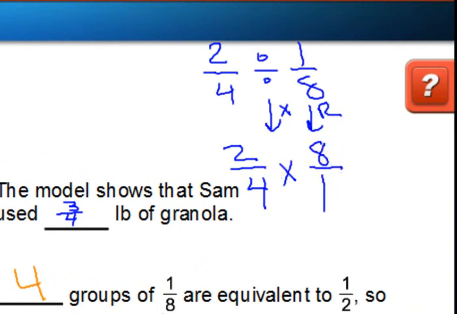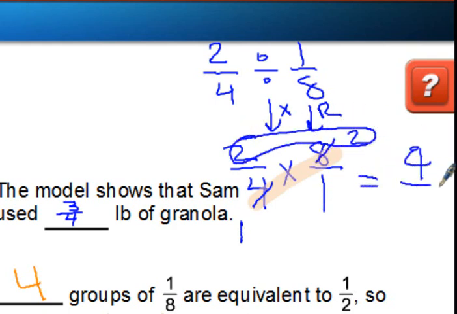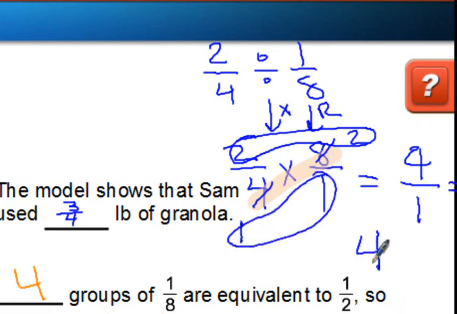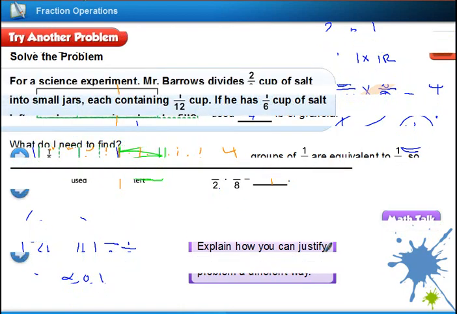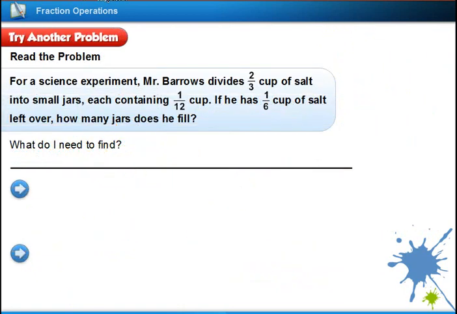In this case, we can go ahead and we can simplify the 8 and the 4. They have the greatest common factor of 4, so 4 divided by 4 is 1, and 8 divided by 4 is 2. Next, we multiply numerator by numerator, which is 4, and denominator by denominator, which is 1, and 4/1 can be simplified to 4. So you can use the bar model to show, or you can justify your answer by solving it algebraically. Join with me as we try another problem.